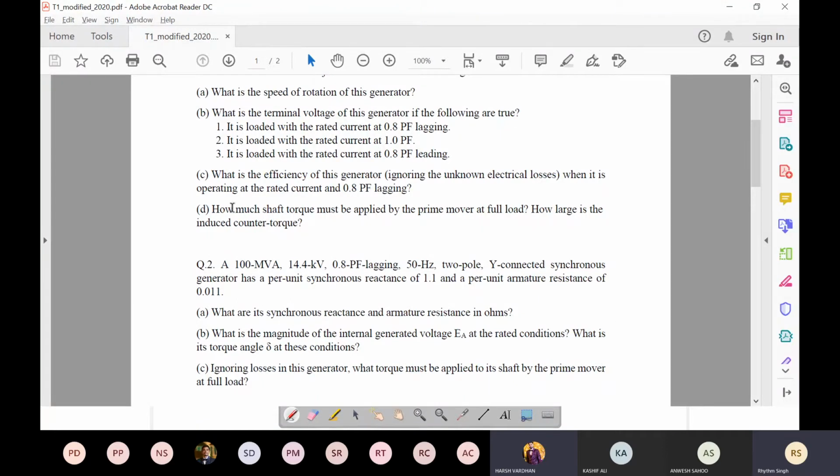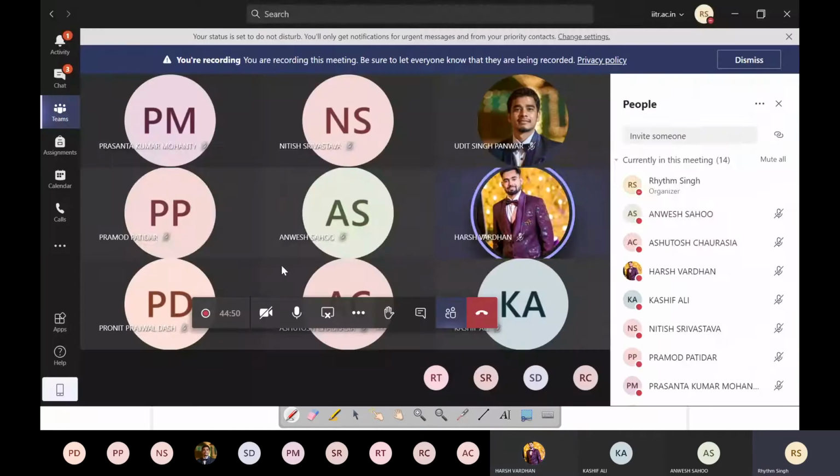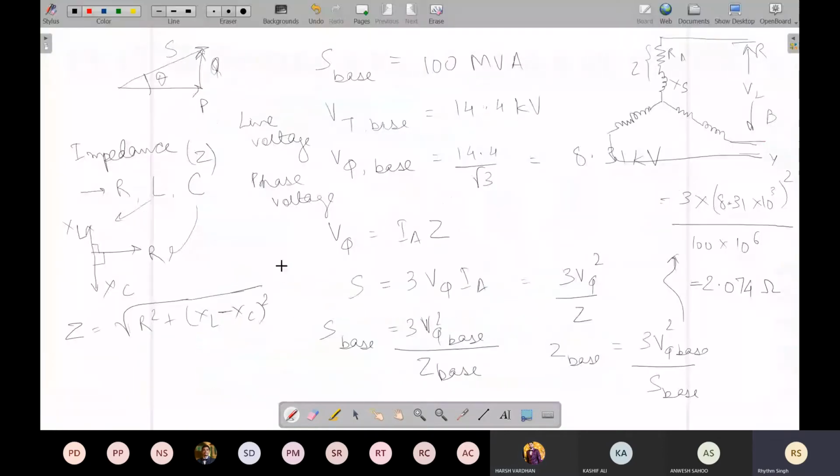Per unit, as I said, means that you define a base quantity and now you express everything as a ratio of that. So that is the per unit rating. Like for power, I define that the base power is 100 MVA. Then at some other time, let's say it is operating at S1 equal to 90 MVA.